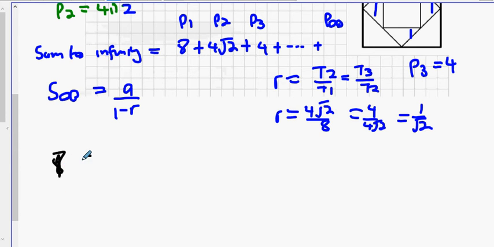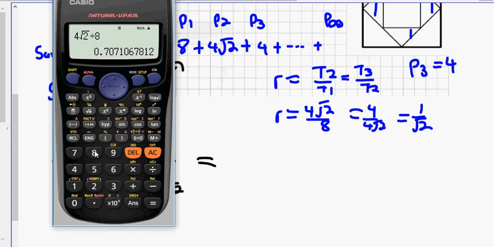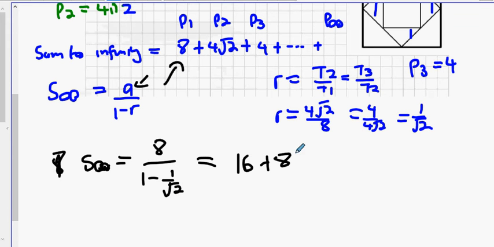Okay, so S infinity equals A, which is 8, over 1 minus 1 over root 2. Put that into the calculator. 1 minus 1 over root 2. We get 16 plus 8 root 2. And that's our answer. Happy days.